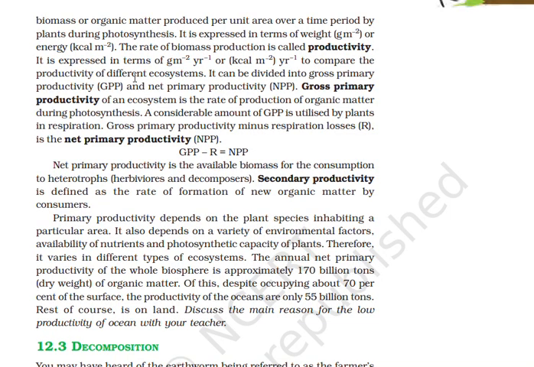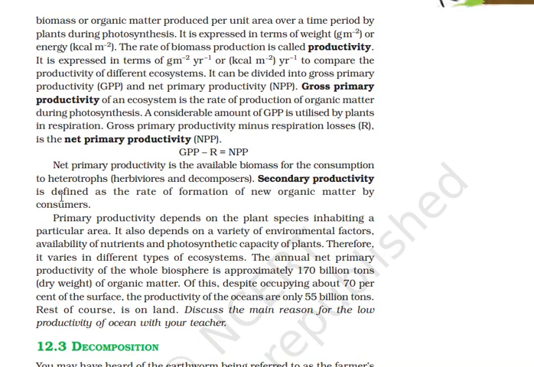To compare the productivity of different ecosystems, it can be divided into gross primary productivity, GPP, and net primary productivity, NPP. Gross primary productivity of an ecosystem is the rate of production of organic matter during photosynthesis. A considerable amount of GPP is utilized by the plants in respiration. Gross primary productivity minus respiration losses, R, is the net primary productivity. GPP minus R is equal to NPP. Net primary productivity is the available biomass for consumption by heterotrophs, herbivores, and decomposers.